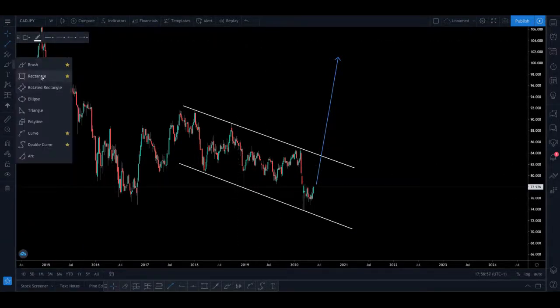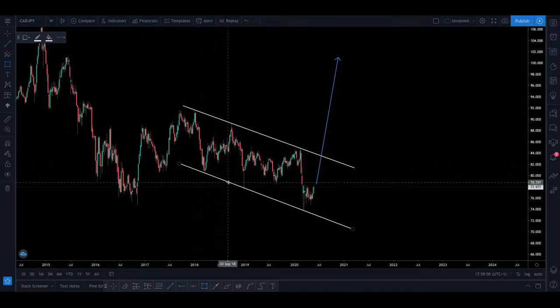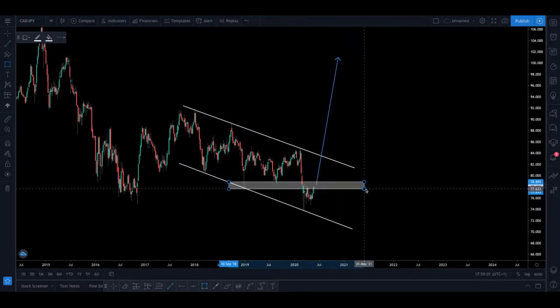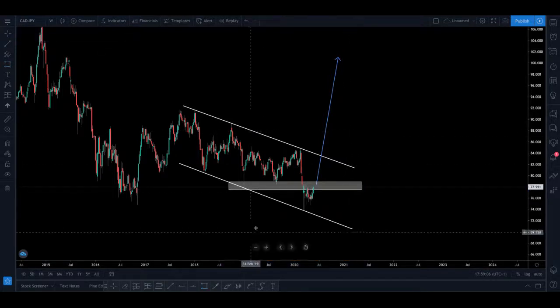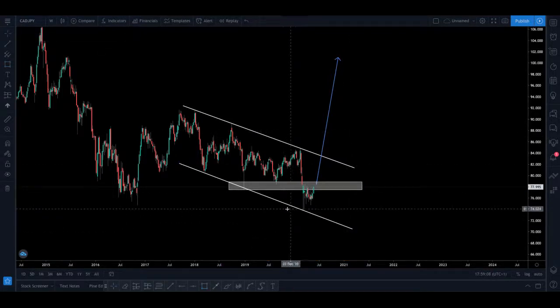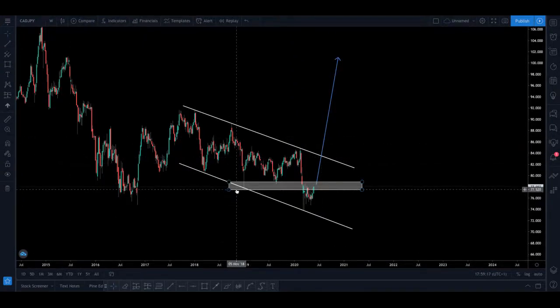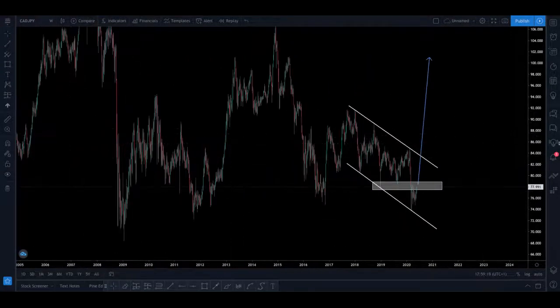I used the rectangle tool. So we've got this sort of past supportive level, and price has broken and possibly retesting it or possibly bouncing back from this descending channel bottom to head back to the highs of the channel. Now, if this level does serve as resistance, we could target these lows down here at 68.6.